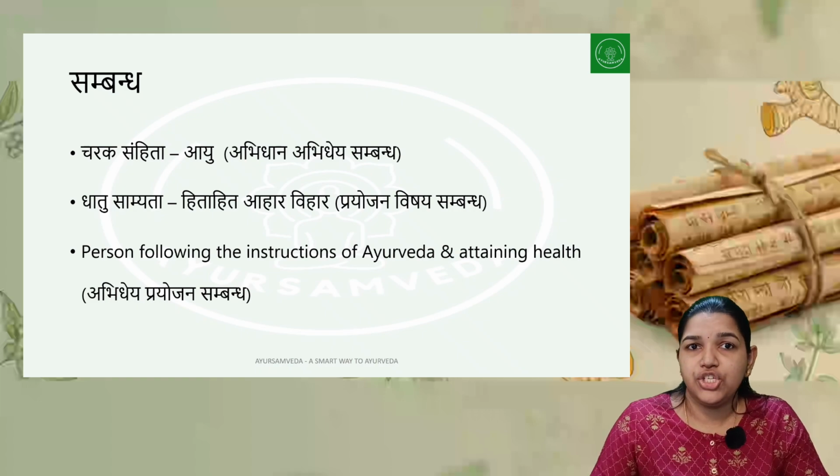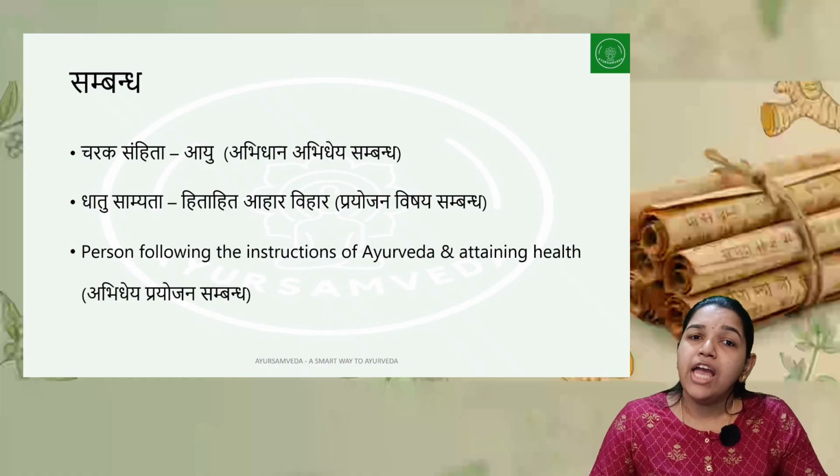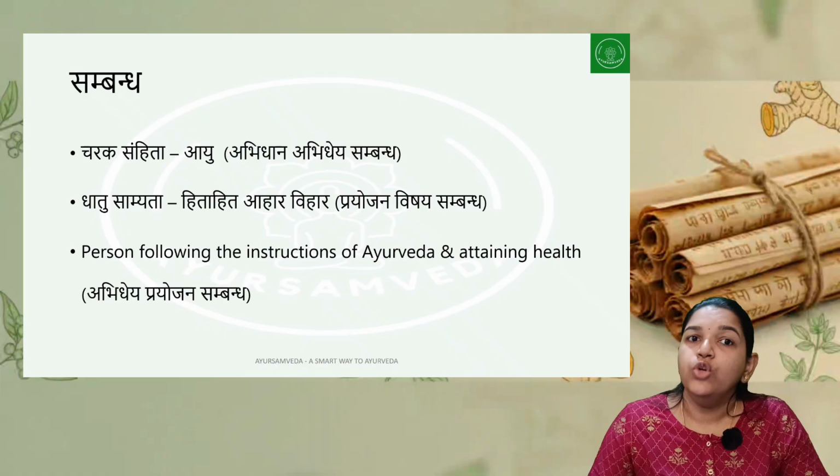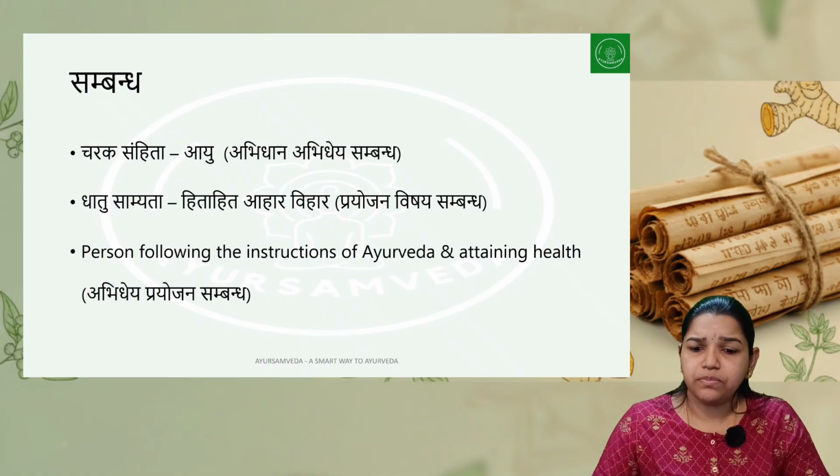So that is the Vishaya. We have to understand what Hita or Ahita Ahara or Viharas we are consuming or following, what we have to change, what we have to follow, all such things we have to know. So that is the Vishaya, and Prayojana is the Dhatu Samyata. Dhatu Samyata and Hita Ahita Ahara Vihara Sevana have a relation, that is the Prayojana and Vishaya Sambandha.